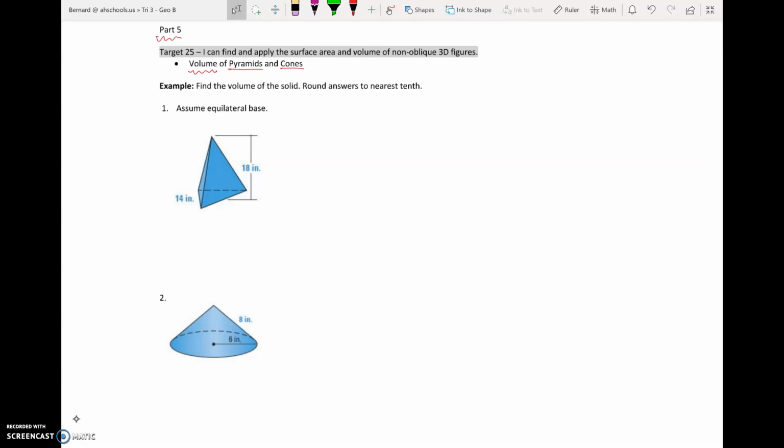Basically what we're going to do today is very similar to what we did in Part 4, but the formula for volume of pyramids and cones gets a little bit adjusted compared to the formula for volume of prisms and cylinders. Here's what it is. Our volume for pyramids and cones is going to be area of the base times the height of the pyramid or cone divided by 3. So big B times H divided by 3.